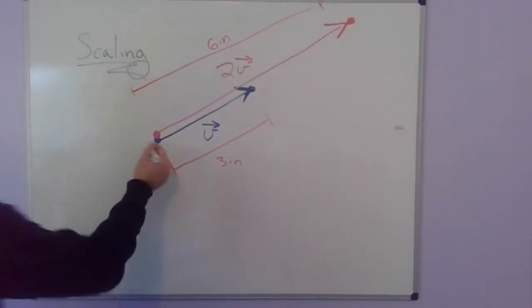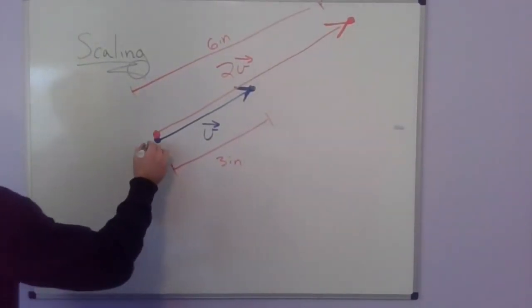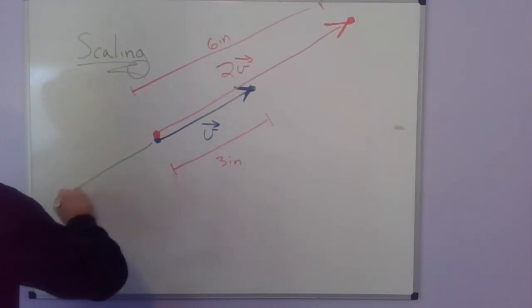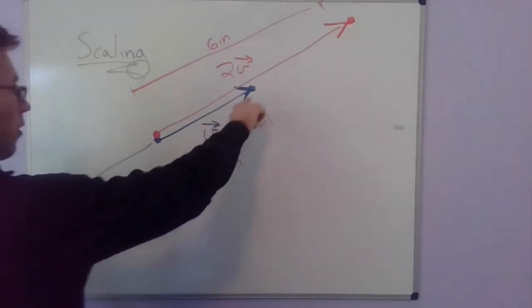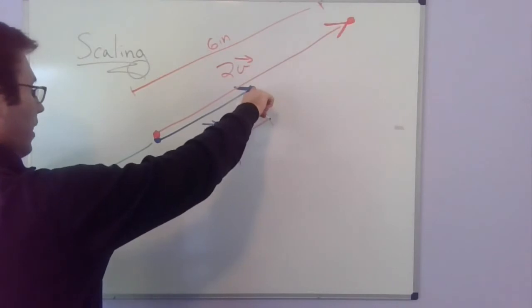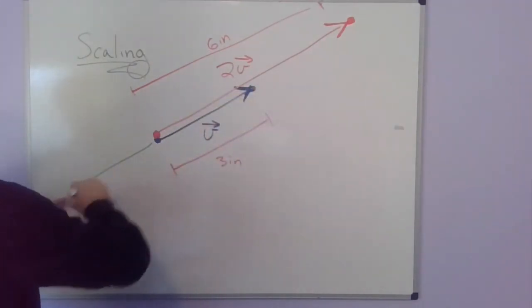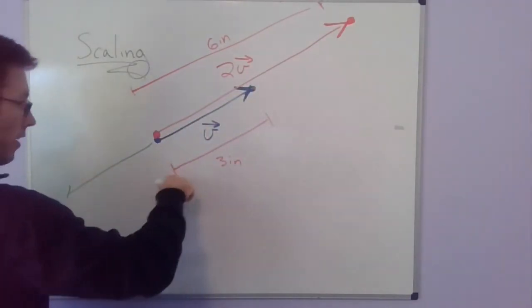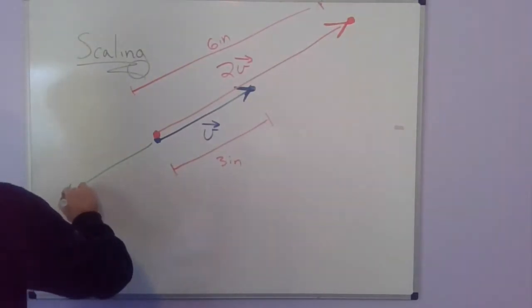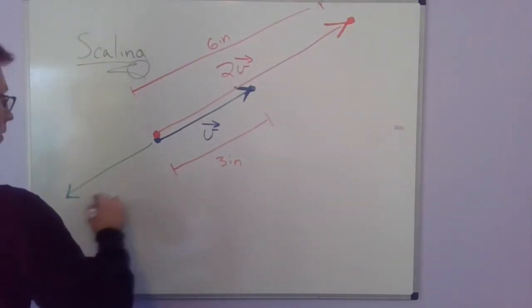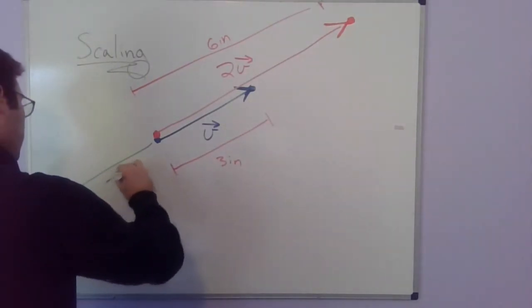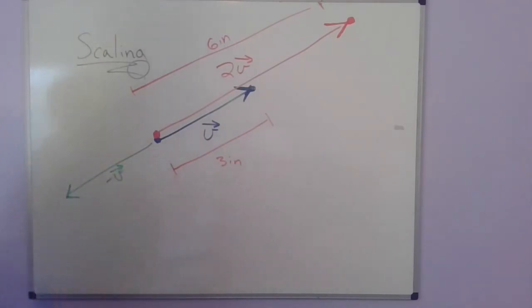And that happens when the vector right here has a negative number attached to it. So let's say I wanted to take this value and make it go all the way over here. So I'm wanting it to be the same length at 3 inches. What this vector would be is minus v. So we just took the vector and we attached a little negative right there.